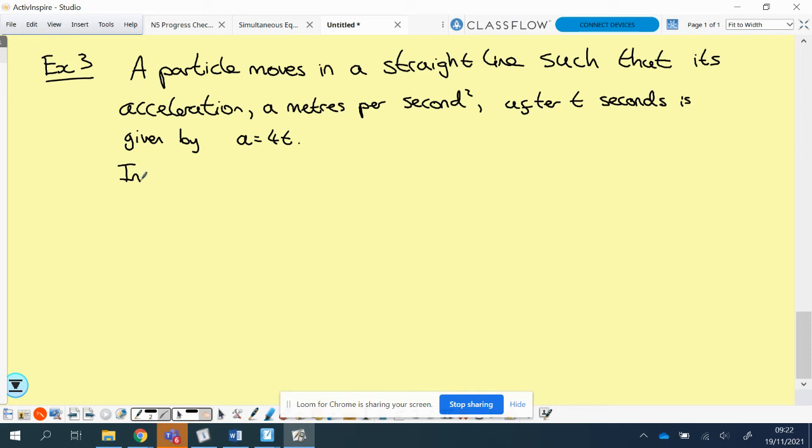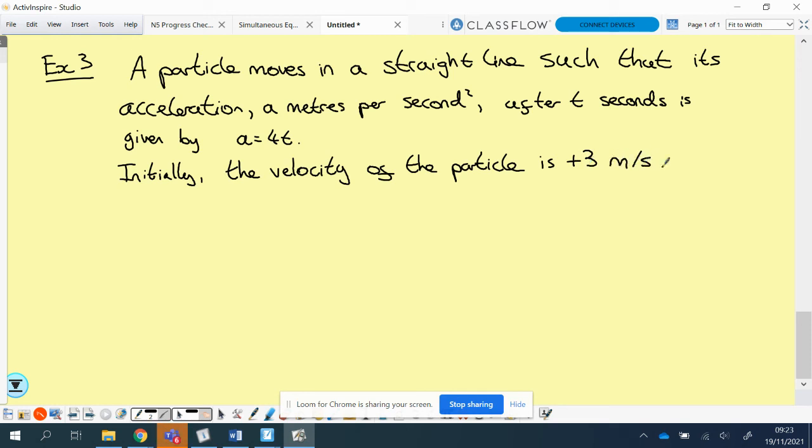Initially, the velocity of the particle is positive 3 meters per second. Okay, so the initial velocity of this particle at the very start of this process, it's going at 3 meters per second in the right direction, the positive direction.